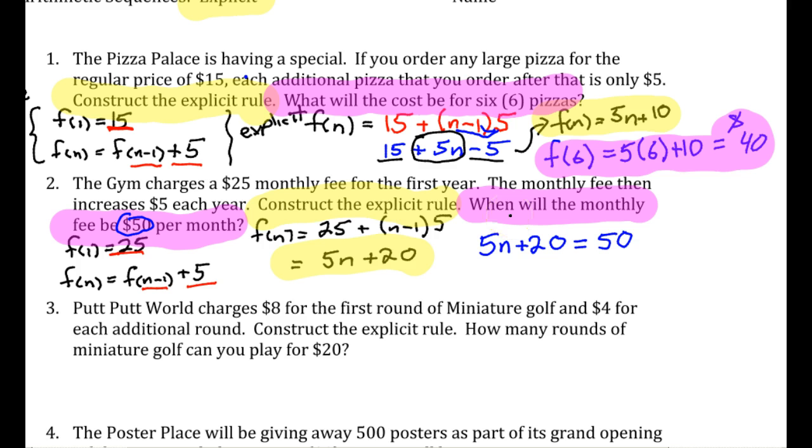If you remember, money was always on the y-axis. You always plug in what goes on the x-axis, and you get the answer of whatever's on the y-axis. So money is always on the y-axis, which means that's the outcome, the output. So this one, it's asking for the input. So we subtract 20 on both sides, do the normal routine. 5n equals 30, so n equals 6.